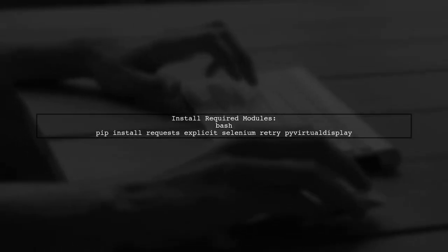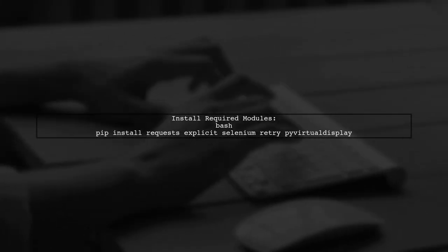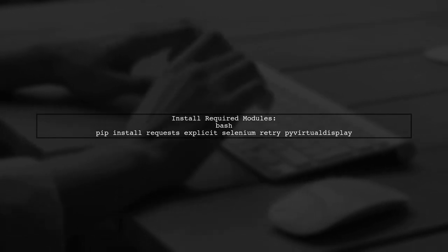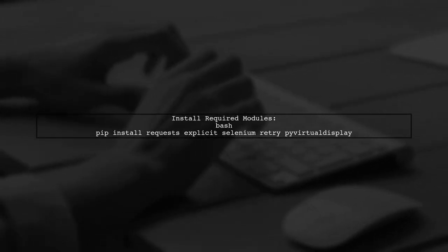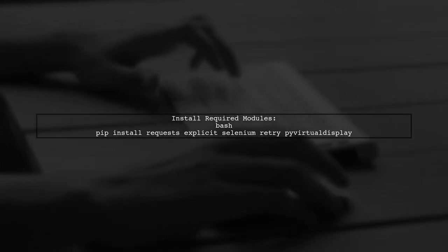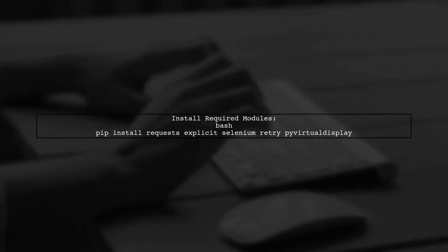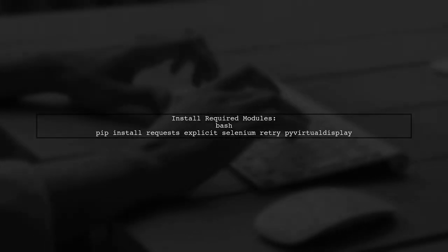To get started, ensure you have the necessary modules installed using pip. This includes requests, explicit, Selenium, retry, and PyVirtualDisplay. The script sets up a Firefox profile for downloading files, configures the download directory, and handles browser interactions using a context manager for better error management.